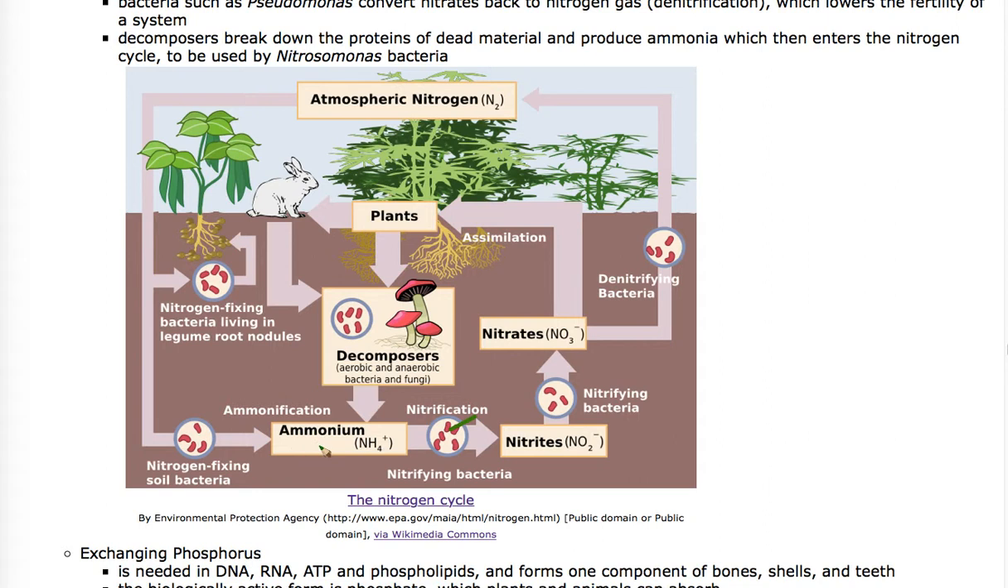Nitrification is the conversion of ammonia to nitrites. The conversion of nitrites to nitrates is also nitrification. Nitrates being sucked up by plants, that's assimilation. And then ultimately decomposition returns the nitrogen in the form of ammonia back into the nitrogen cycle in the soil when organisms, dead bodies, break down. So that all the nitrogen in the air doesn't disappear, some nitrogen compounds like nitrates are denitrified back to nitrogen gas in the air.